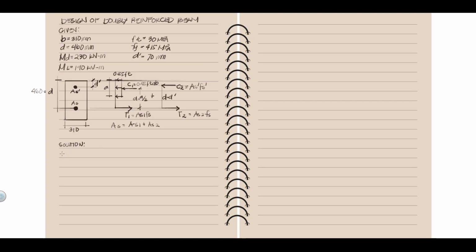Number one, we're going to solve our MU. If MU is given, very good. But if not, we will have to compute it. That is 1.2 dead load plus 1.6 live load, from our NSCP 2015. The moments are already given, so we can directly substitute the values: 230 plus 1.6 times 190.